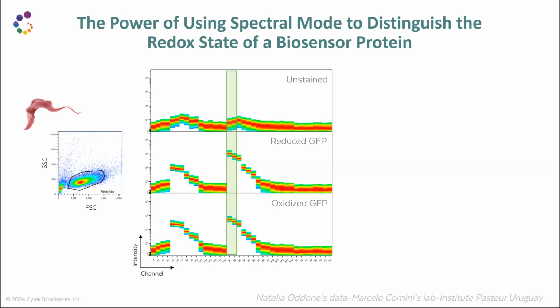The key point that I want you to pay attention to is that green rectangle indicating the peak detector for GFP. If we let that guide us for the peak detector, there are no differences here. So conventional mode is not the best way to proceed. But if I look at the full signature, now if I look at the violet module, where you see detectors violet 5, 6, 7, the intensity of the signal in the oxidized form is higher.